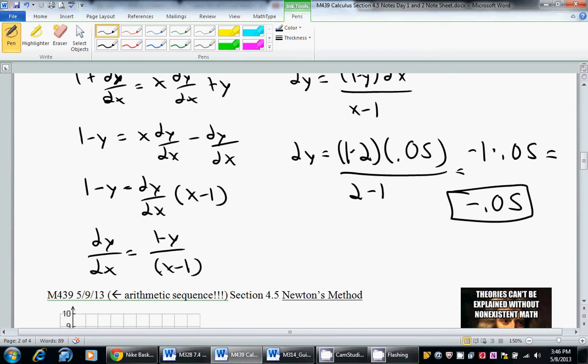Okay. So as this function moves to the right 0.05 units, it moves down approximately negative 0.05 units. Okay, so that was the second half of the first day of 4.5 just on differentials.